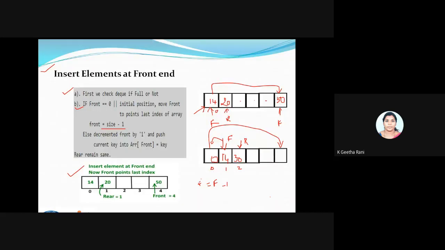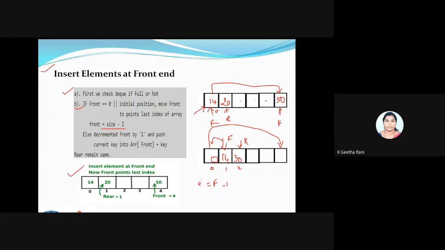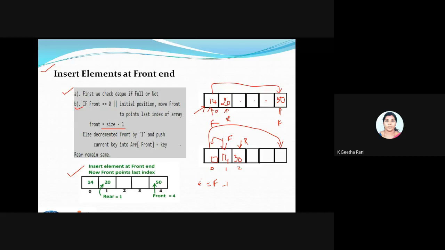The first one is whether it is full or not. If my f pointer is pointing to 0, then I have to change the front to size - 1. And the third one is the normal case: if I have space and my pointer is somewhere like 1, 2 or 3, I can just push the value inside, at the index before it. Fine. So these are about inserting an element at the front.